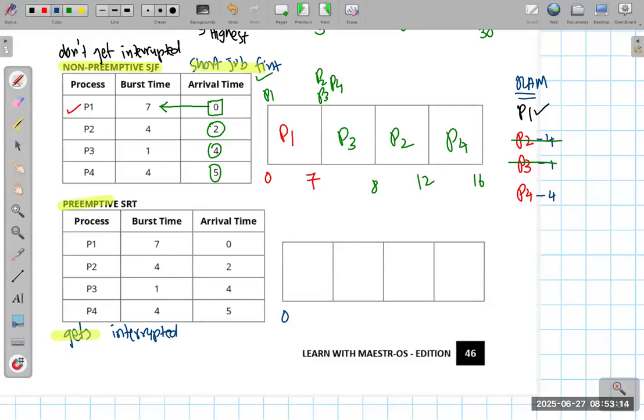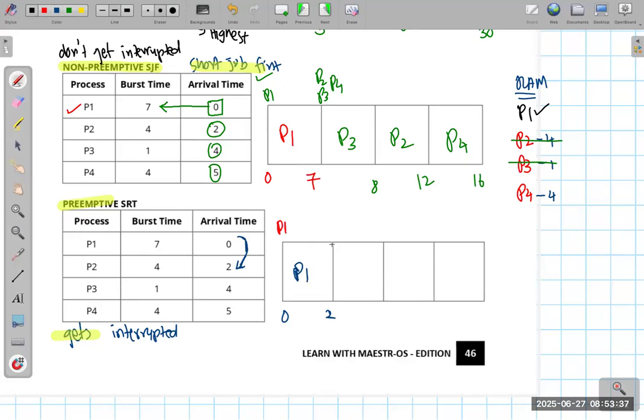Sorry guys, there was a network issue. So what I was telling, at time unit 0, this is getting interrupted. So who will be coming in? P1 will come in. P1 will be acting until a new process comes in. P1 will be given that time slot until a new process comes in at time unit 2.